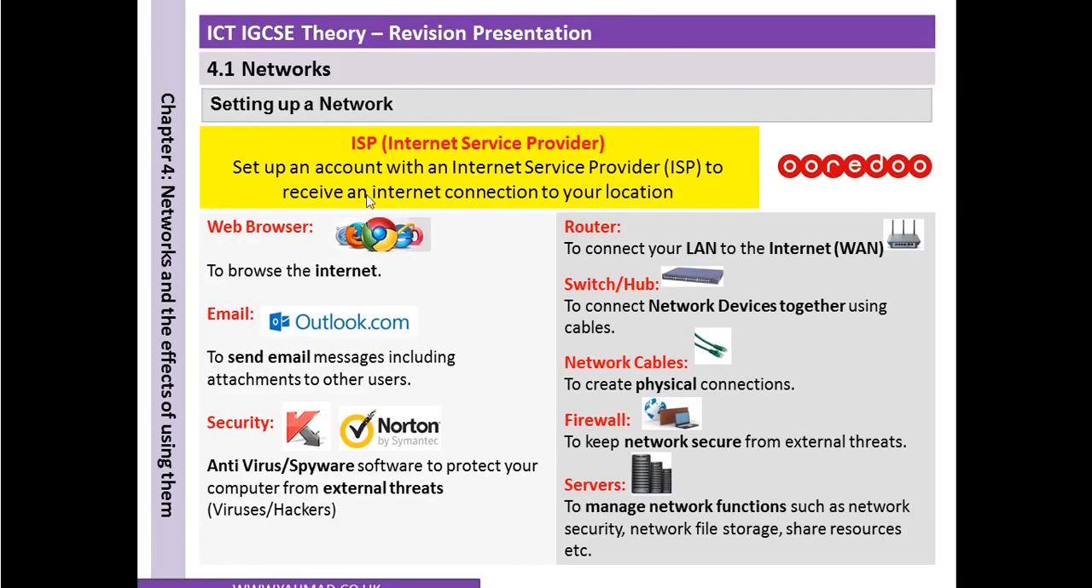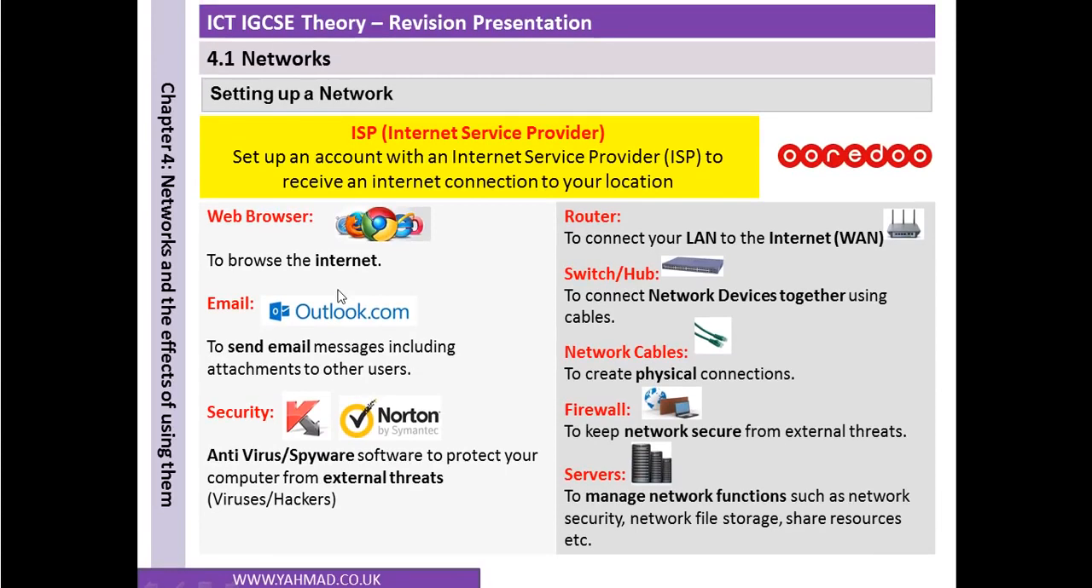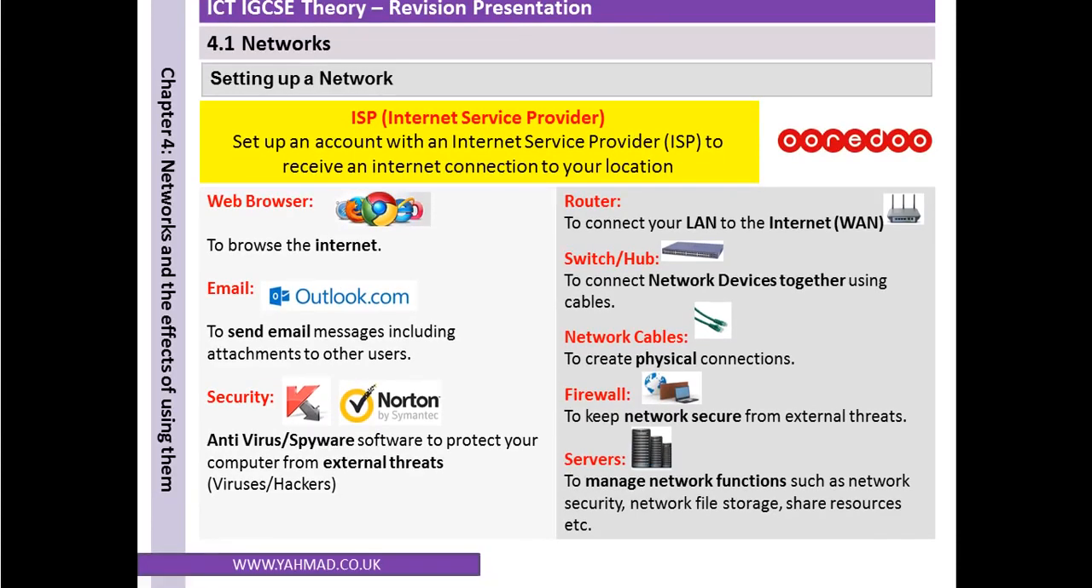So let's have a look at what software would be required. Obviously, to use the internet you need a web browser, for example Google Chrome, Internet Explorer or Firefox. You may also need an email client, for example Outlook, to send email messages including attachments to other users. And if you are connected to the internet you may need antivirus software like Kaspersky or Norton, or spyware software, to protect your computers from external threats, viruses or hackers.